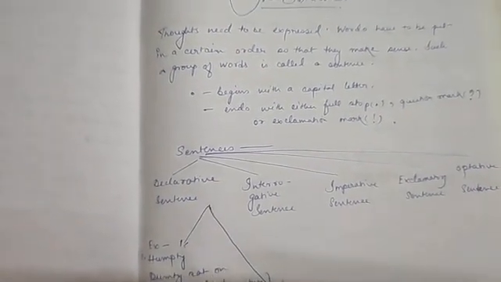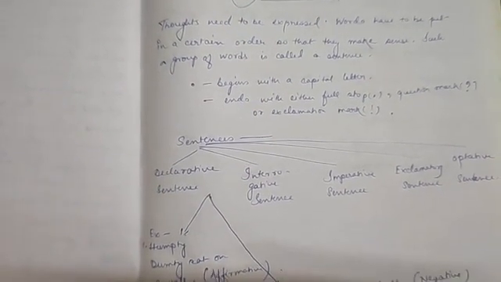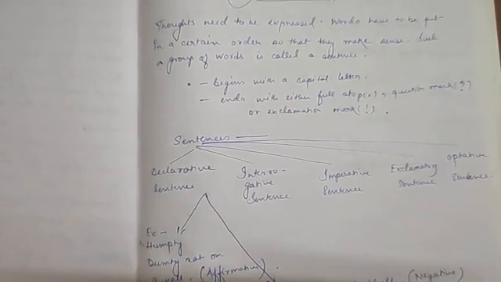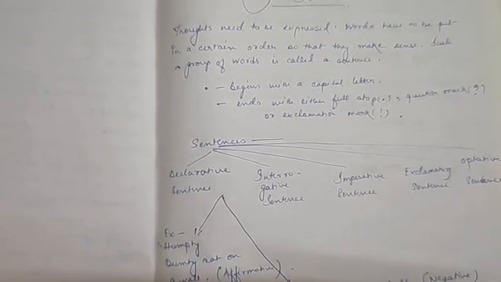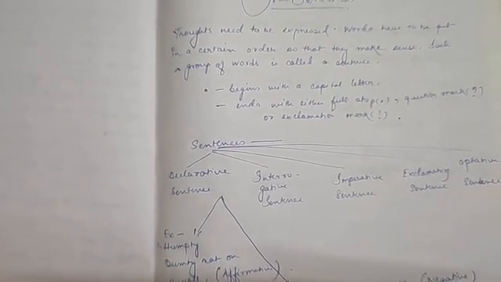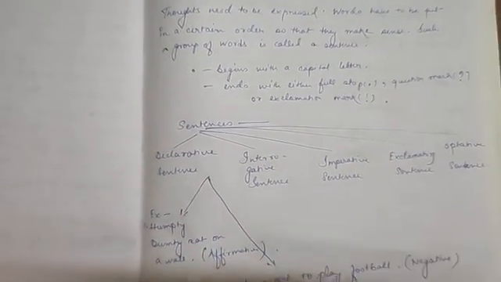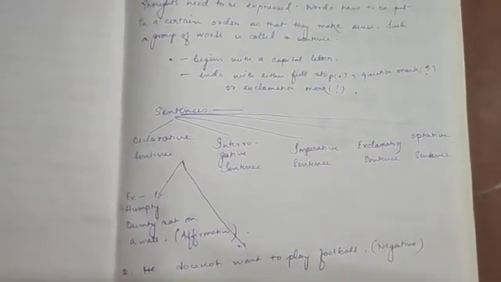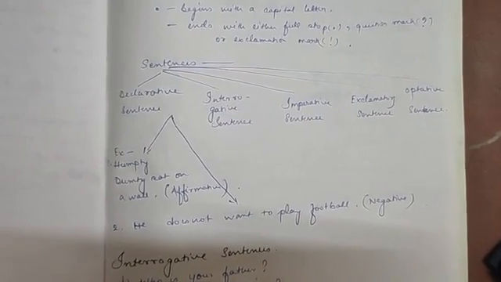So, what are the basic rules for a sentence? A sentence should always start with a capital letter. And it will always end either with a full stop, a question mark or an exclamation mark. And a sentence will always have a subject and a predicate. Clear? And now you know what a subject and a predicate is.